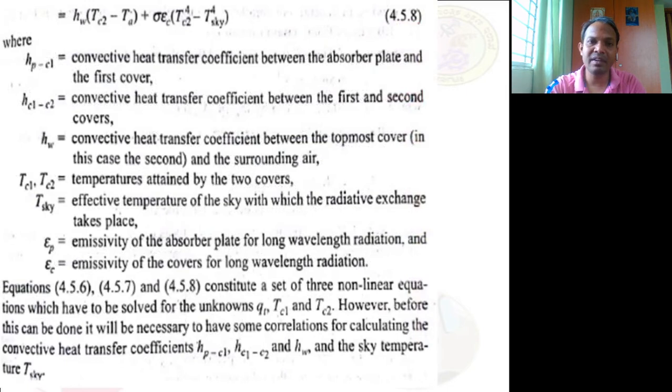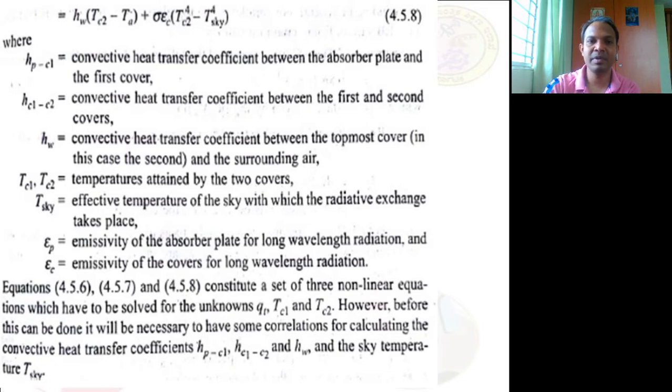So then it reduces to Hw, that is the convective heat transfer coefficient of the wall, times (Tc2 minus Ta), where Tc2 is the outermost plate and Ta is the ambient or atmospheric temperature, plus sigma times epsilon c times (Tc2 to the power of 4 minus T sky to the power of 4). Because it is exposed to space, we just take it as atmospheric, that is the sky temperature, in absolute temperature.